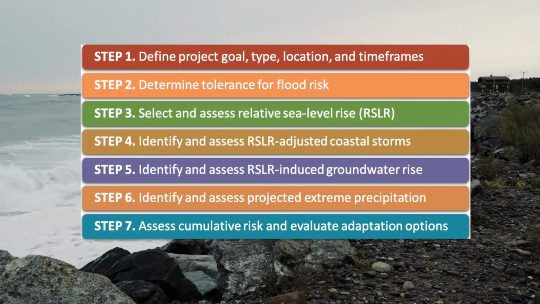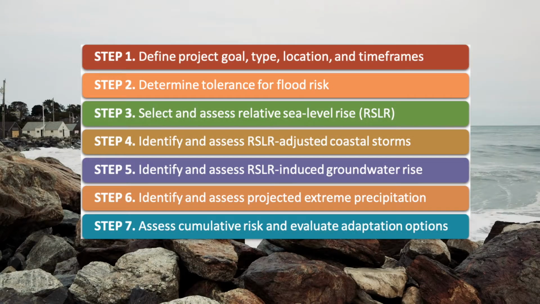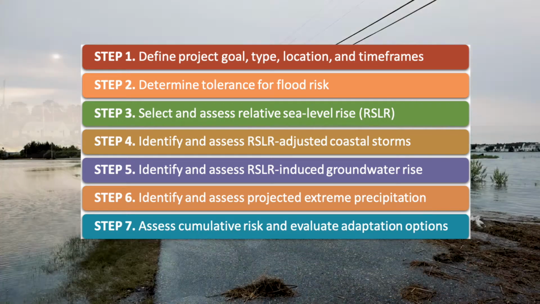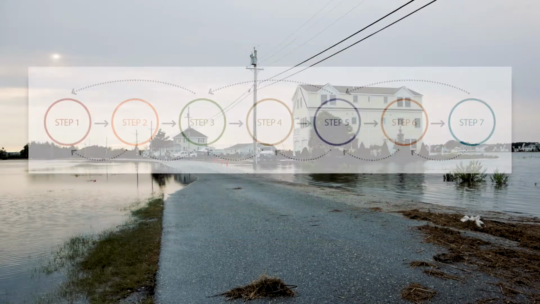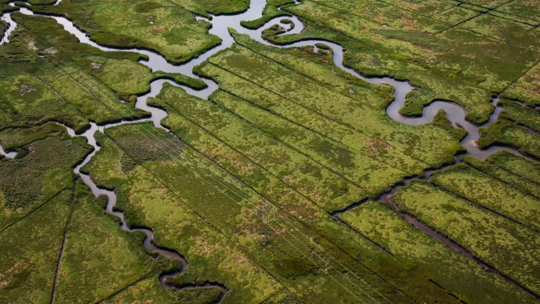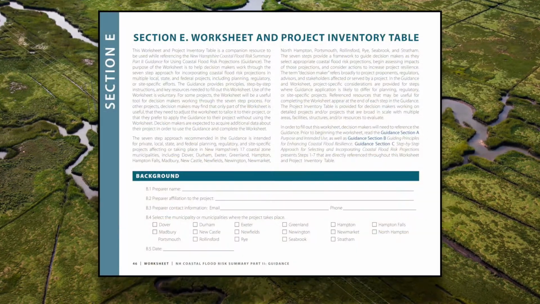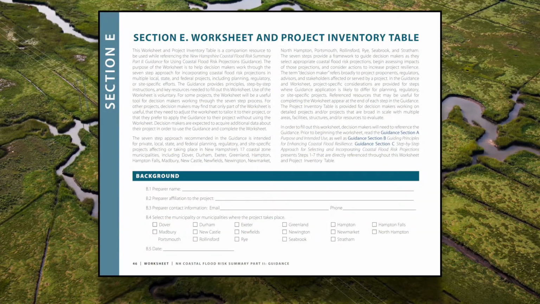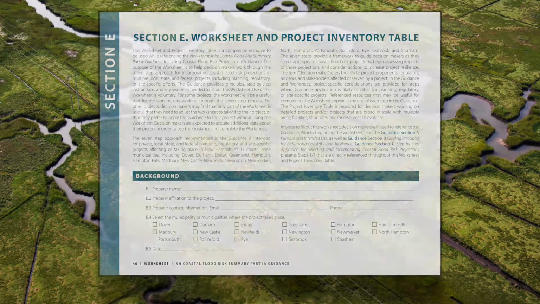The guidance outlines a 7-step process for incorporating coastal flood risk in decisions. This approach is intended to be iterative. You may need to go back and forth between steps and adjust along the way. There is also a companion worksheet that guides you through the process. Let's take a look at the steps.